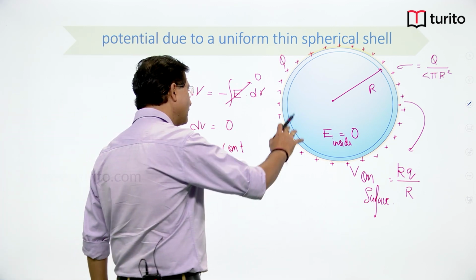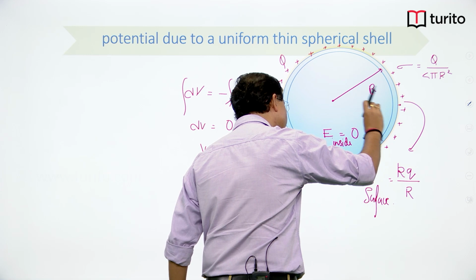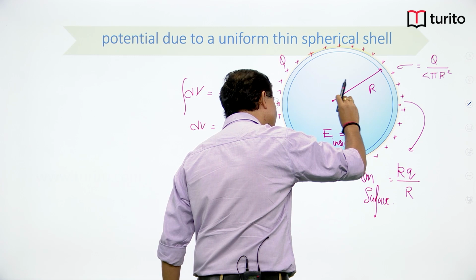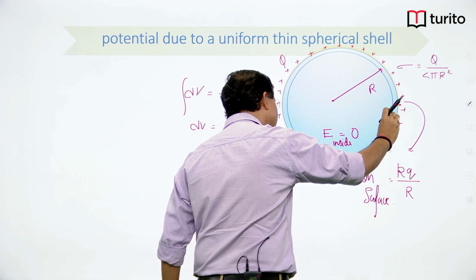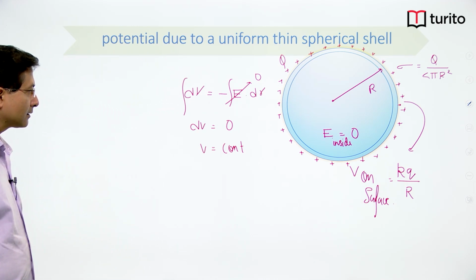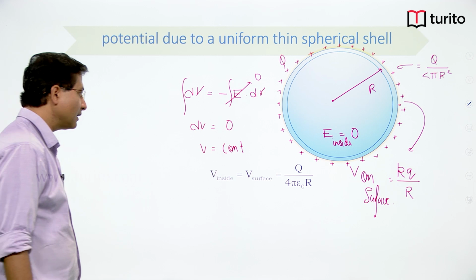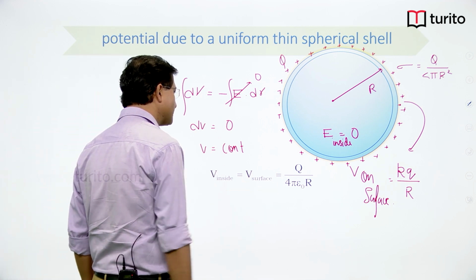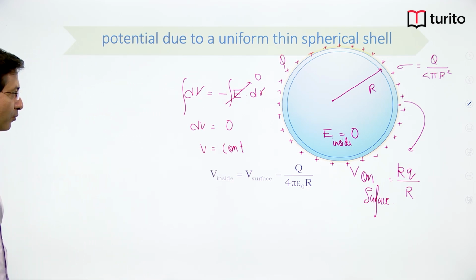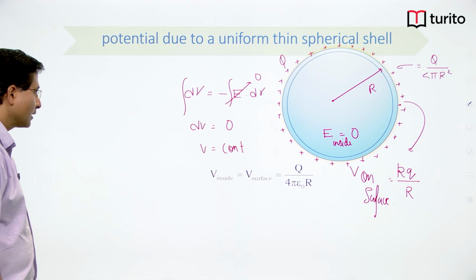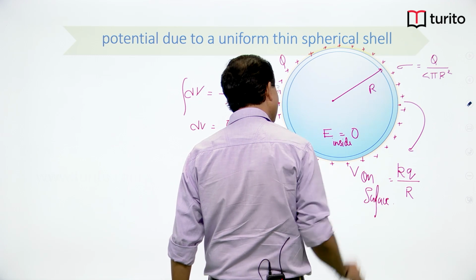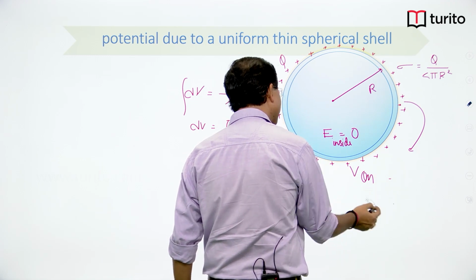So, from here to every point inside the hollow sphere, potential remains constant and that will be equal to the potential on the surface. That means I can write potential inside is same as potential at surface, that is q upon 4 pi epsilon naught capital R. So, irrespective of the point you select inside, everywhere potential will be same because there is no field which can alter the potential inside.